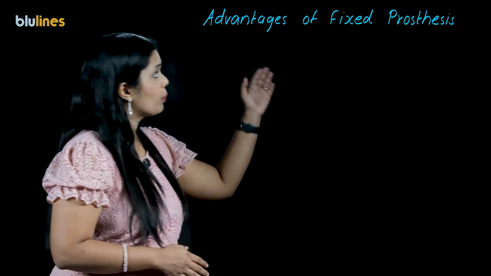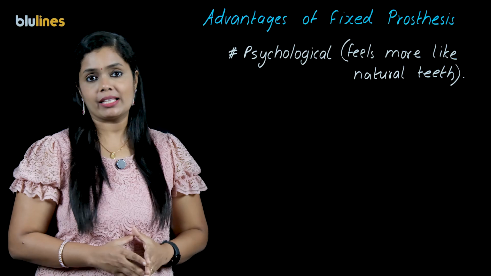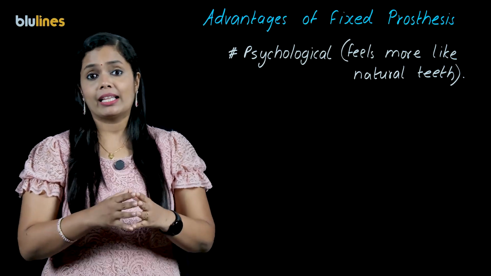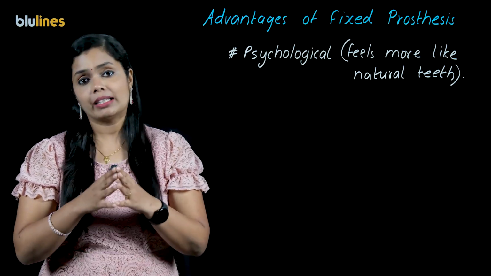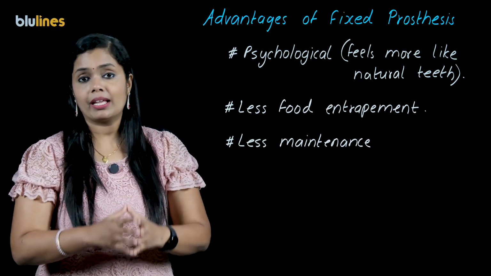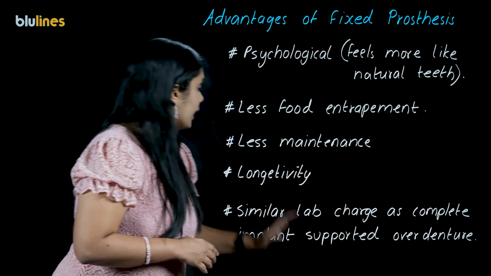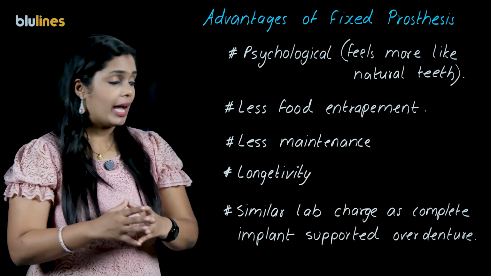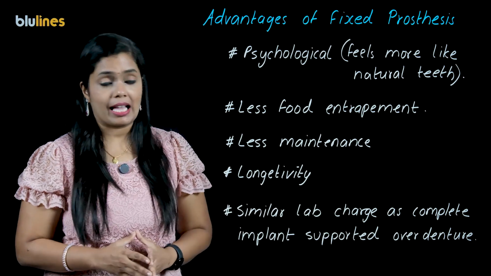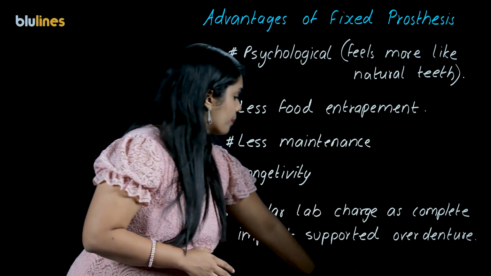So, what are the advantages of fixed prosthesis? The first and most important advantage is that it is very psychological. That is, it will feel more like natural teeth. Then it has less food entrapment and requires very little maintenance. And then there is longevity, as well as similar lab charges as complete implant supported overdentures.